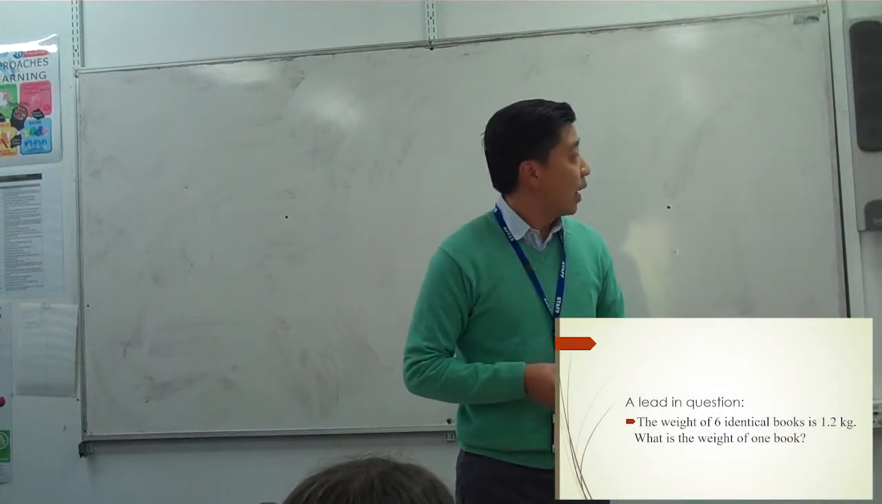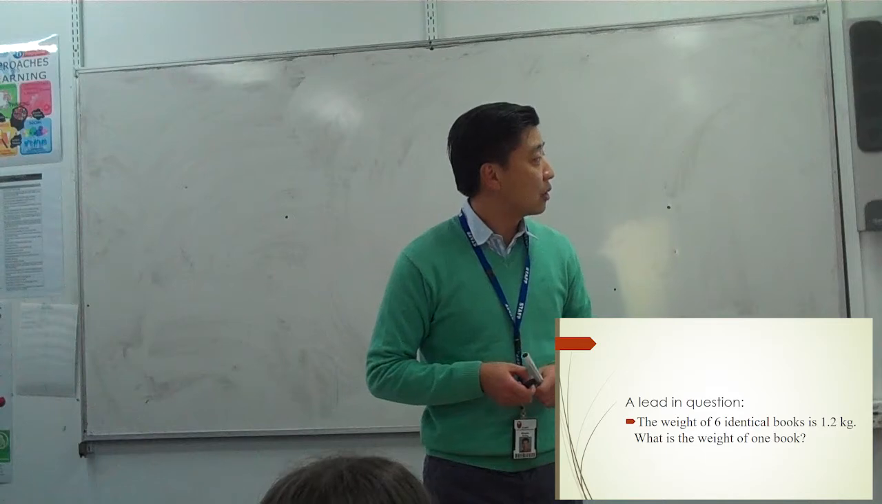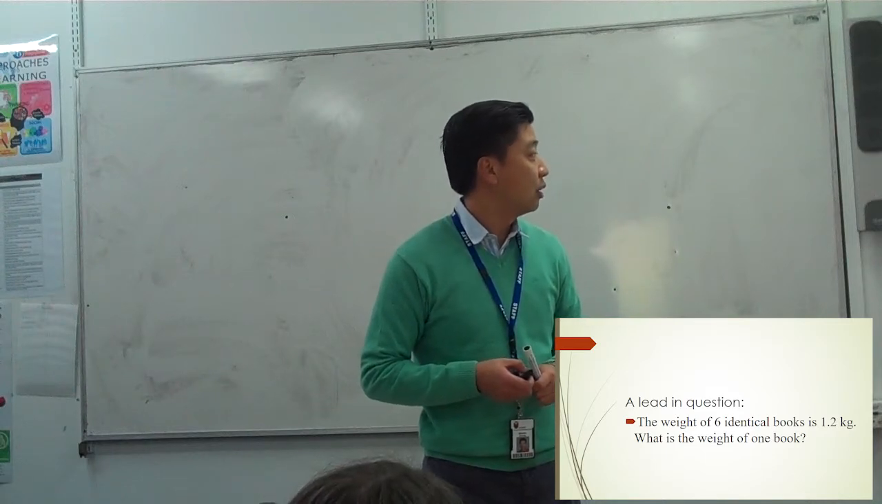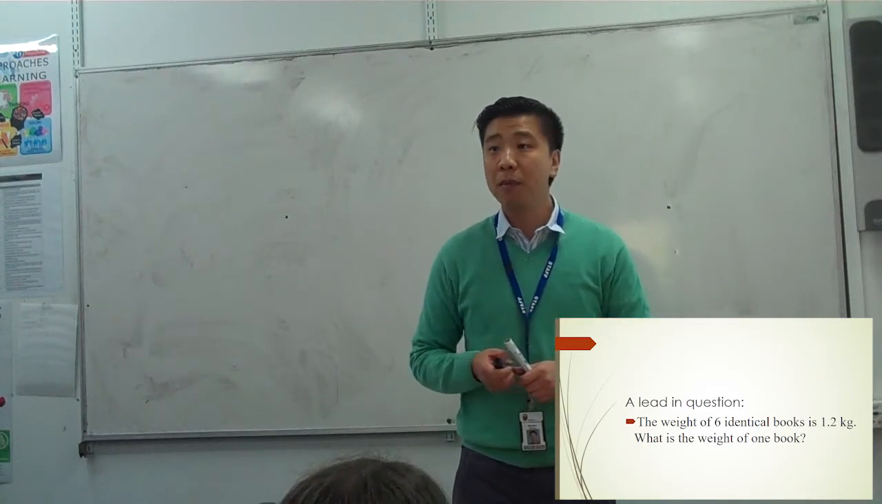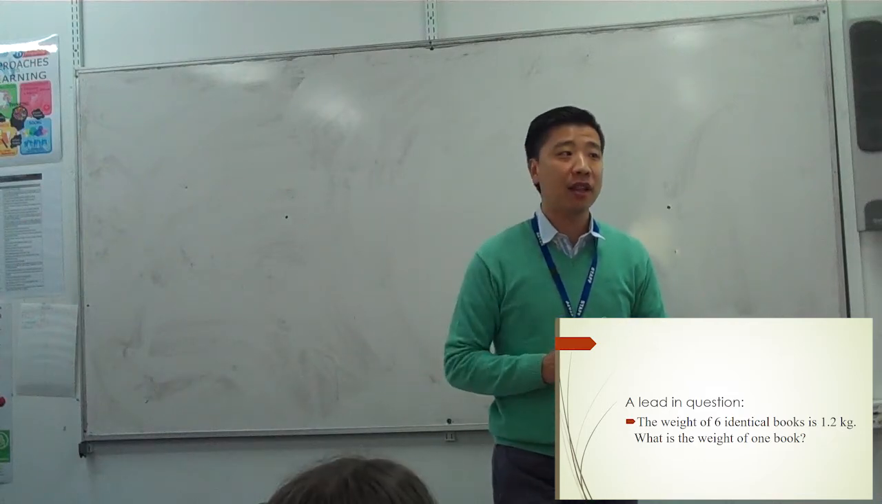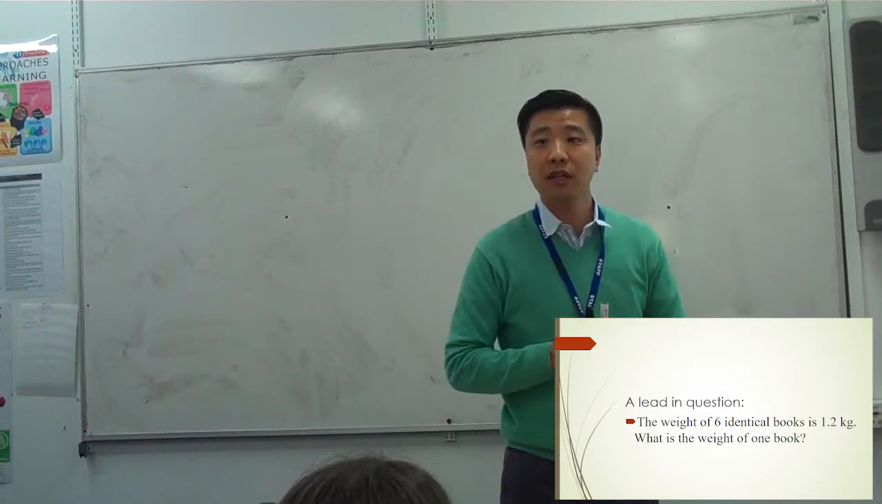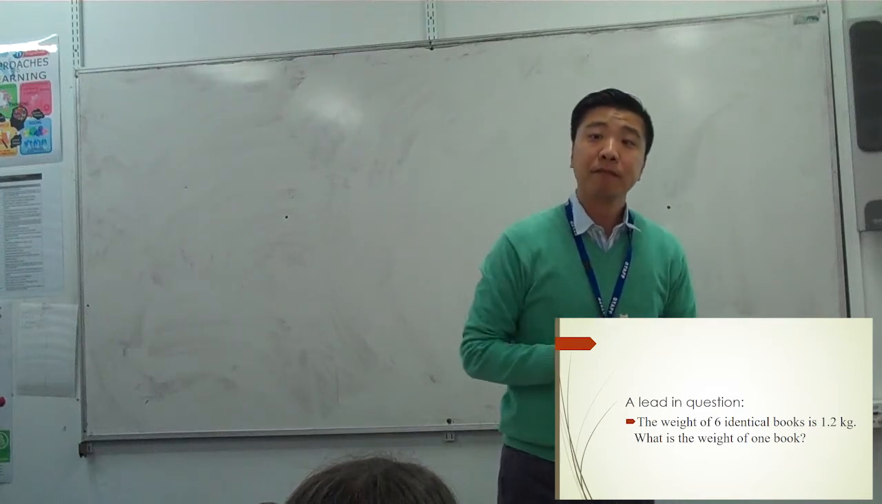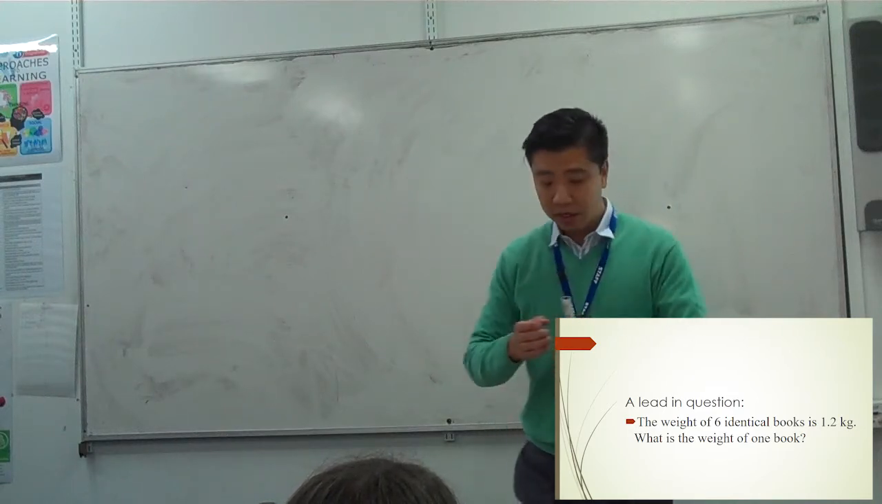Okay, so the weight of 6 identical books is 1.2 kilos. What is the weight of one book? It's a very easy question. How can I calculate that? Don't call out, please raise your hand. Is it 1.2 divided by 6? Okay, she said 1.2 divided by 6.